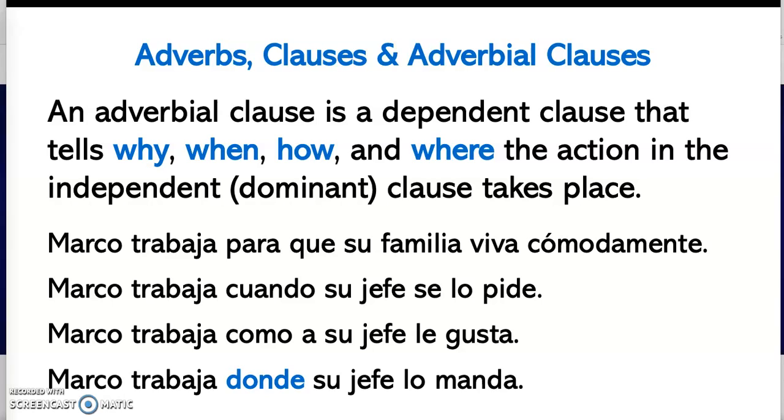Now notice only the first sentence, the one containing para que, uses the subjunctive. That's because para que is a conjunction of contingency. With these conjunctions, you must always use the subjunctive in the subordinate clause. The other three sentences, the when, how, and where, tell us about Marco's habitual actions. So hopefully Marco, who always works when, how, and where his boss wants, is going to be getting a raise soon.